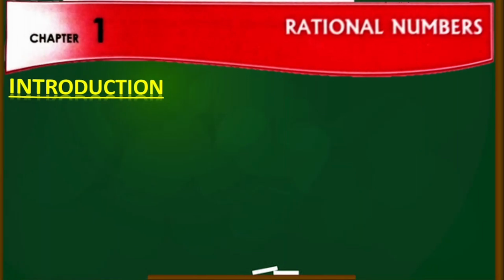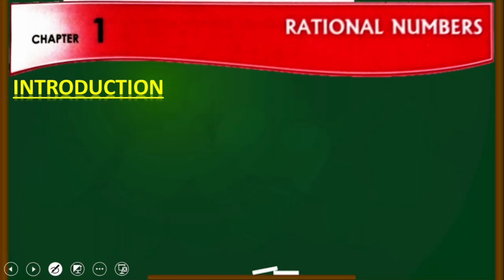So now start. First of all, we know about what is a natural number. Natural number means counting number, or you can say the number which starts from 1. So take pen and notebook and write down. Natural numbers are the numbers which start from 1: 1, 2, 3, etc. And it is denoted by capital N.